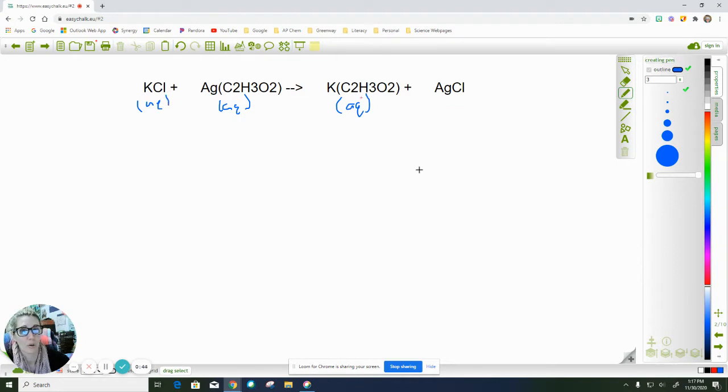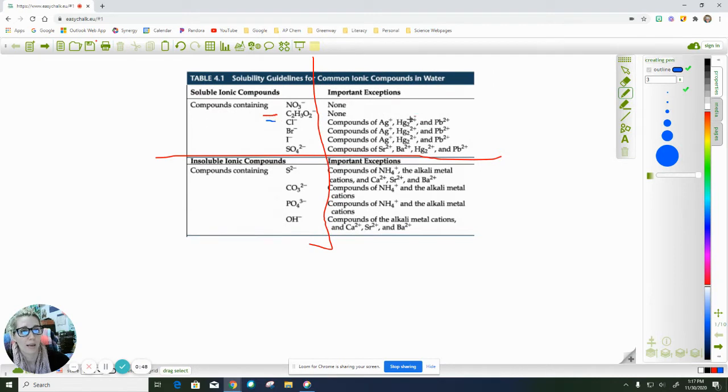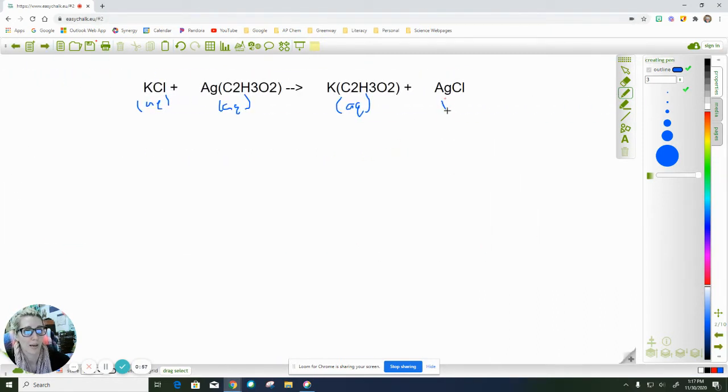Okay, and that means silver chloride. Let's double check to see if that is a solid. I have chloride, and yep, silver is my exception to soluble, which means it is a nice solid substance. That is true to the fact, solid. So we're going to take a look at our two products. We have potassium acetate and we have silver chloride.